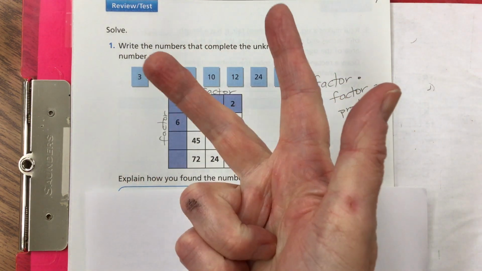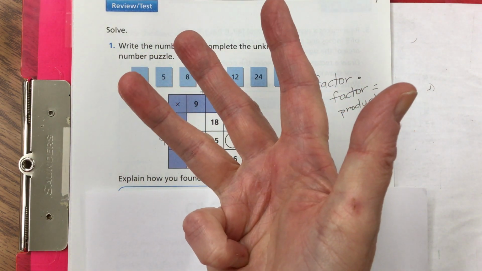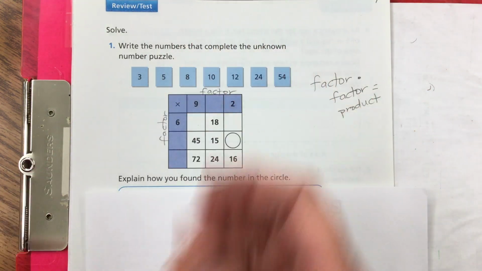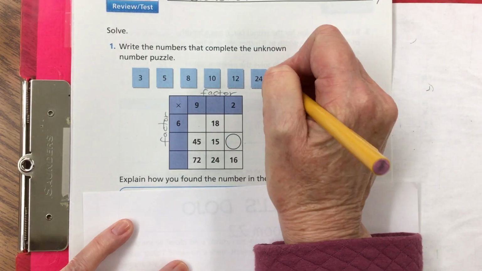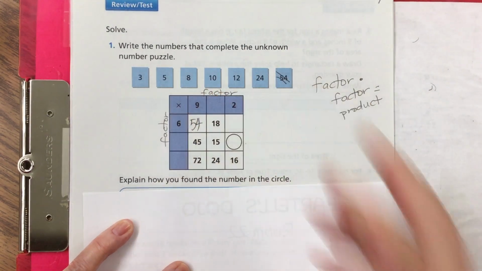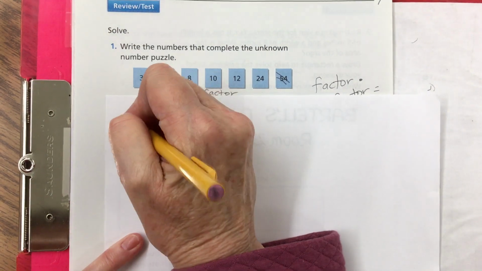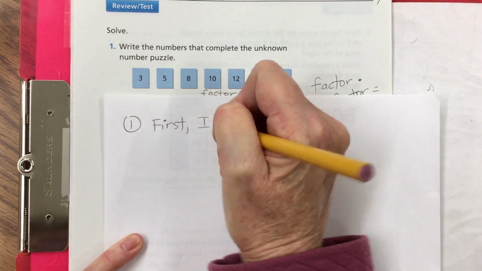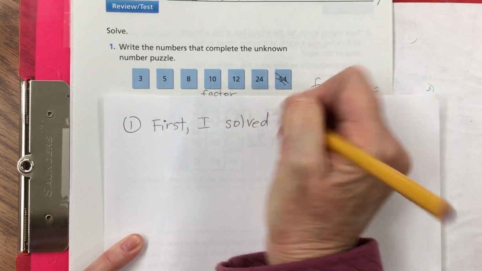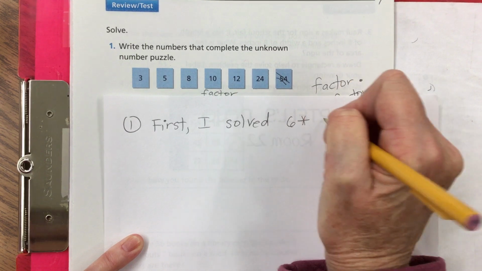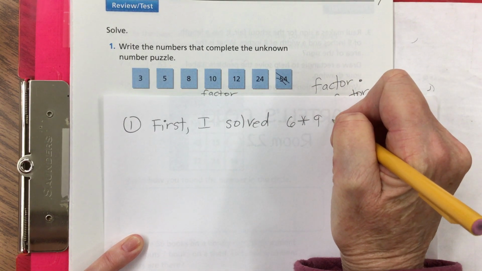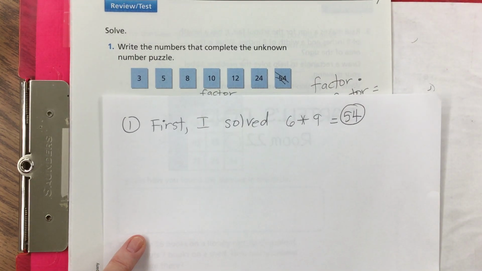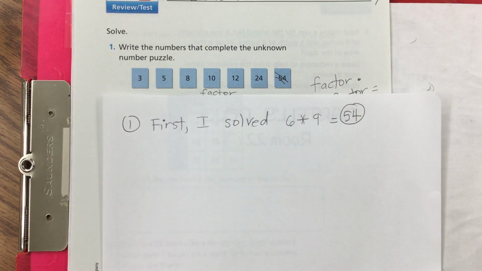9, 18, 27, 36, 45, 54. So now I've used this. And that's what I'm going to put for number 1. First, I solved 6 times 9, which equals 54. Okay? So that's what we're going to do first.